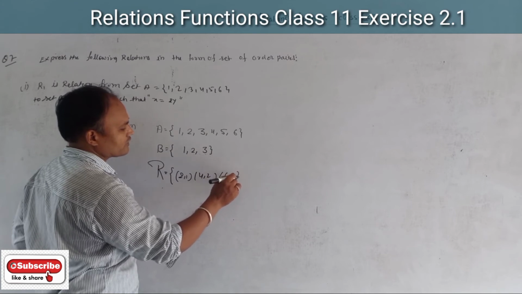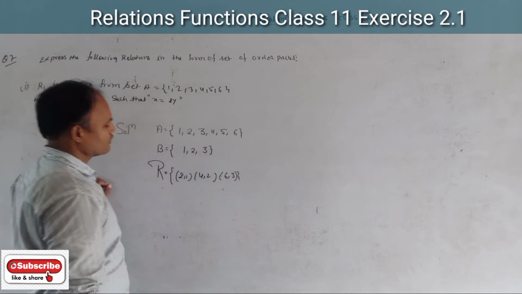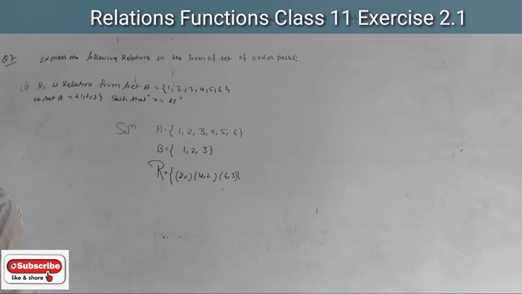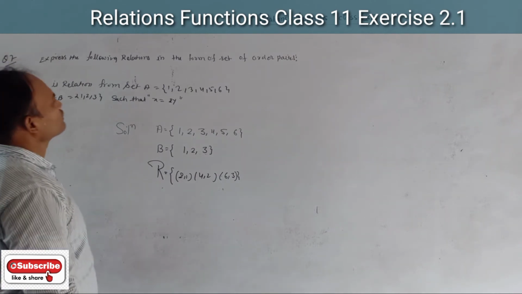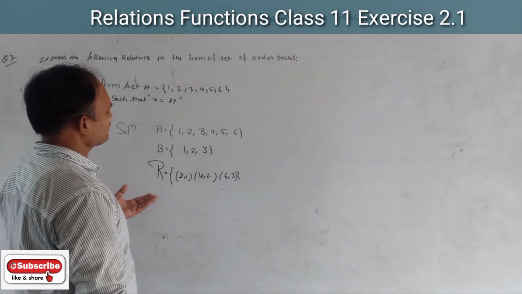So students, we can say that it is R. So what about the R? R is (2, 1), (4, 2) and (6, 3). This is R. So this section is completed. It is in ordered pairs.